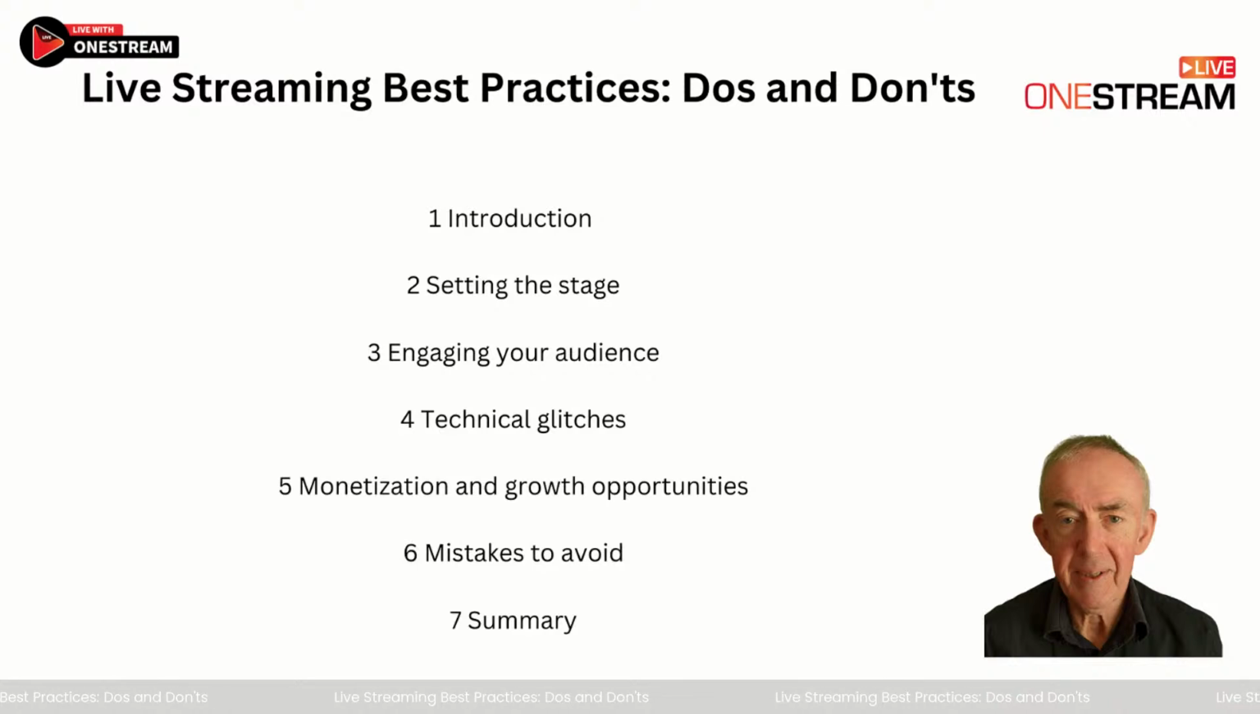So let's go back to the agenda, which I have put away somewhere. It's here. And the first thing I'm going to do is set the stage. Right now, within my OneStream studio, I've got the ability to create a stage. I can change the way I look by changing my backdrop. So let's go over here and go to video settings and go to effects and come down here and voila, I've changed my background. It's as simple as that.